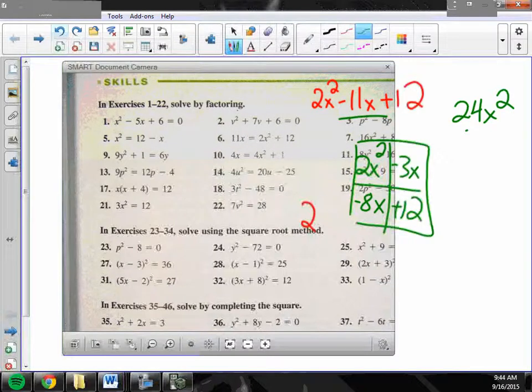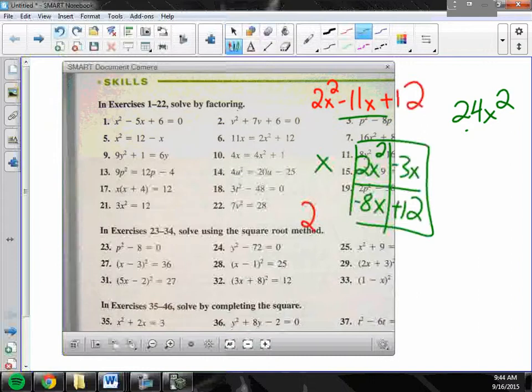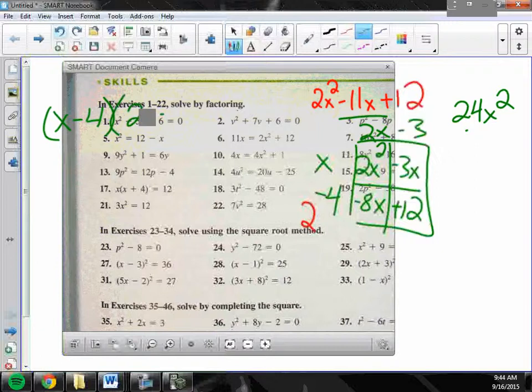What does the top row share? An x. X times what is 2x squared? 2x. X times what is negative 3x? Negative 3. And 2x times what is negative 8x? Negative 4, and we double check, is negative 4 times negative 3, 12. So we probably did it right. So my factors are x minus 4 and 2x minus 3.